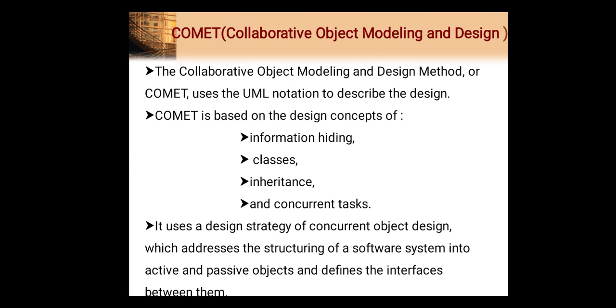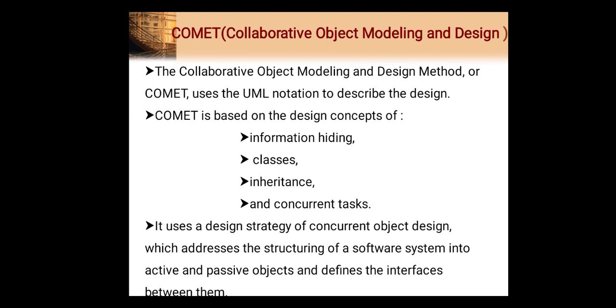Now we discuss COMET. COMET is one of the software architecture modeling techniques with the help of which we can design our software architecture. COMET is the Collaborative Object Modeling and Design technique, which uses the UML notation to describe the design. That means if we want to design the architecture of the software using COMET, then COMET by default uses the UML notation for giving the graphical representation of our software.